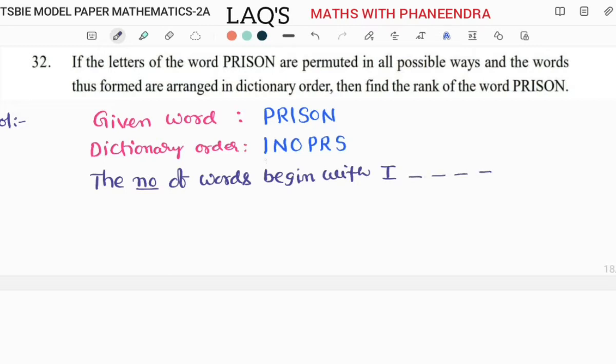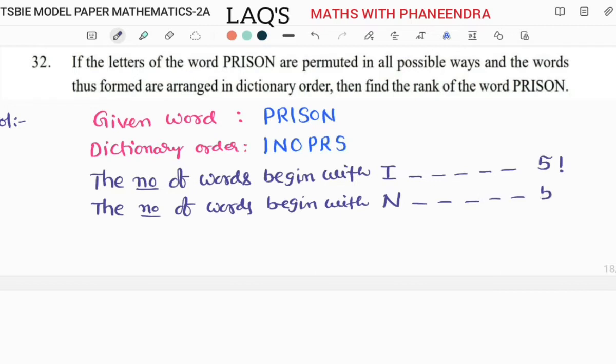So if I start with that, the remaining 5 places can be arranged in 5 factorial ways. Similarly, the number of words which begin with N: if you start with N, the remaining 5 places can be filled in 5 factorial ways, 5P5 ways.